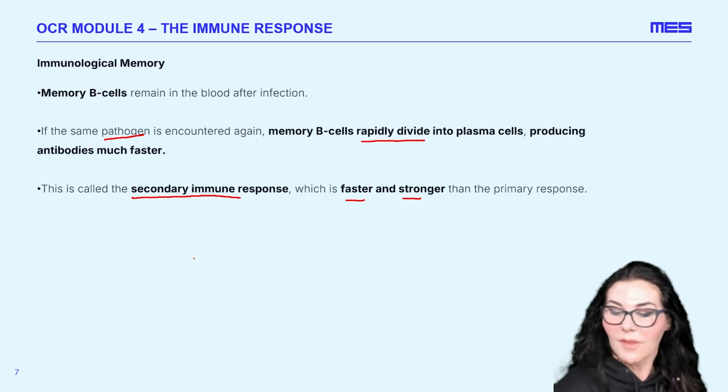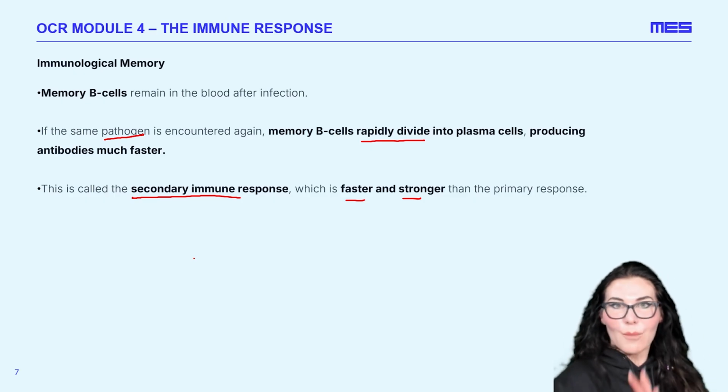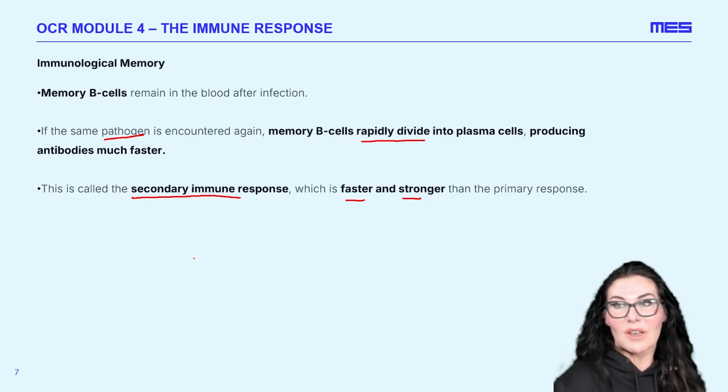Right, so that kind of brings us to the end of our immune response. It is complicated, it is hard to get your head around. So watch a few times, and if you've got any questions, make sure to ask below the video in the comment boxes.